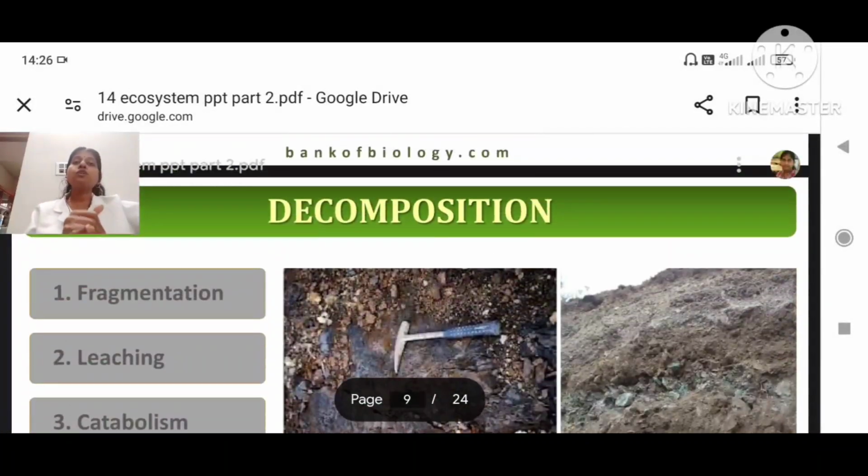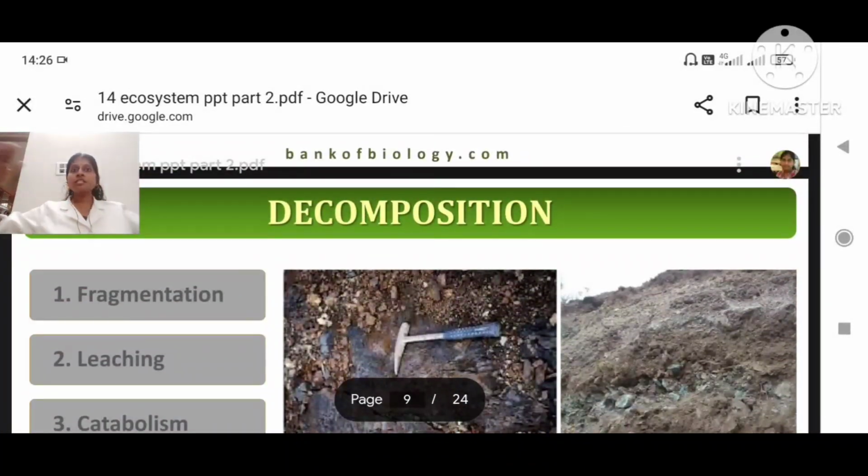The first process was fragmentation, where big detritus became small pieces. Big detritus were converted into small. Then water was there. Some of the soluble substances went down the soil horizon, leaching. Third, catabolism. Now when you are seeing what is happening, these small fragments were broken down much by action of bacteria and fungi, by the enzymes. Then again that was digested into simple inorganic substances.